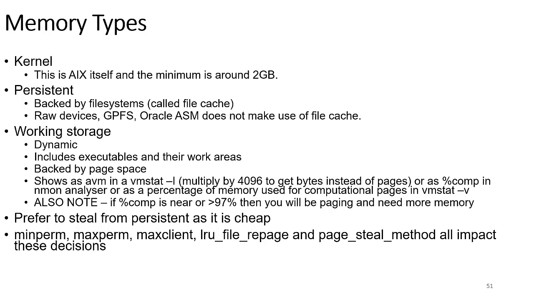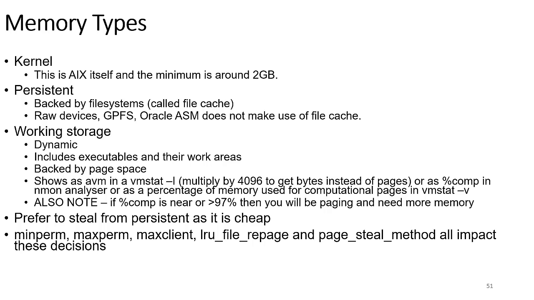And then we have working storage, and working storage is dynamic. That's where your executables and your work areas and all those things go. And it's backed by page space. If you look at the AVM in VMSTAT, that's where you're going to find your working storage. It's also known as computational, and it shows up as % computational in NMON Analyzer or percentage of memory used for computational in vmstat -v. When it starts to get close to 97%, you're going to be paging and need more memory, so you really do want to pay attention to that computational, and personally I pay attention to it when it gets close to 80%.